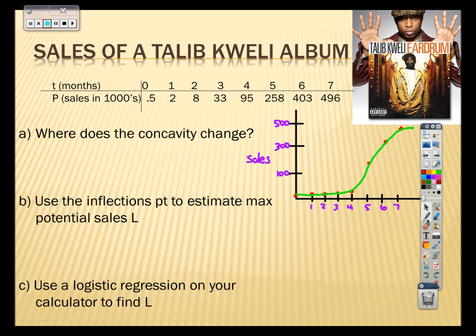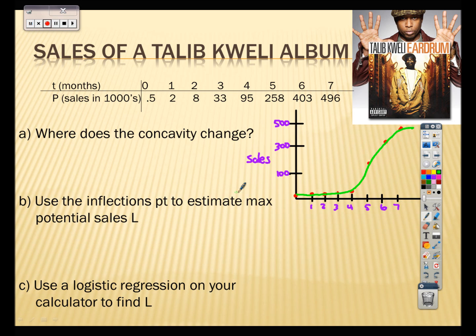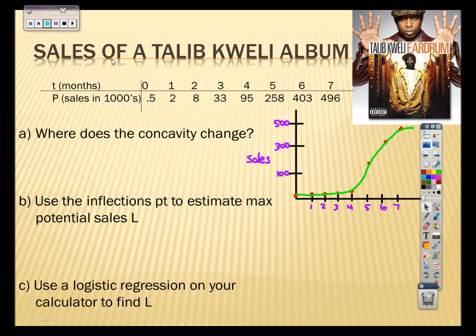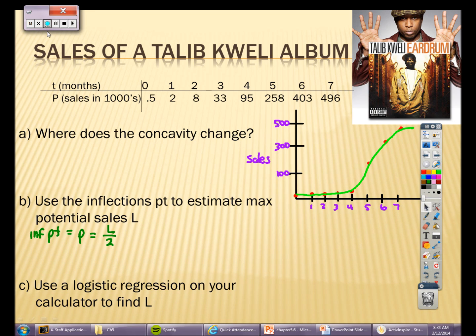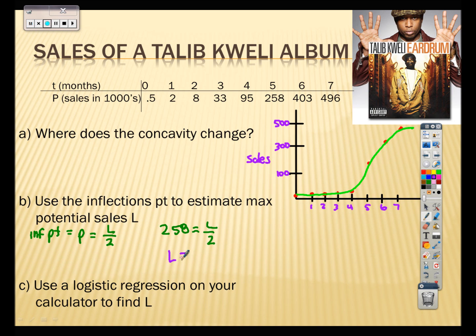Question B. As previously stated, the inflection point, P, is going to happen at L over 2. If I know the value at t equals 5 is 258, I can solve for the value of L. I write a simple equation, 258 equals L over 2. I'm going to cross multiply, and 2 times 258 would equal L. And here you can see that L is going to equal 516.